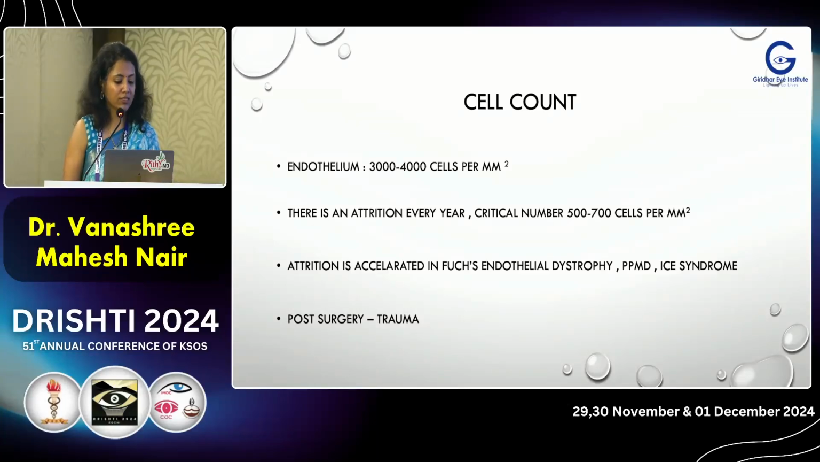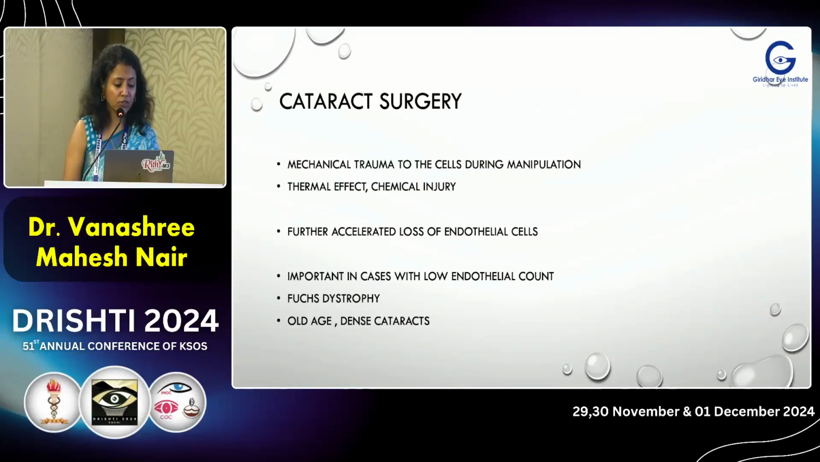We have some diseases like Fuchs endothelial dystrophy and ICE syndrome, where the counts are going to be low to begin with, and it may have a very damaging effect during your cataract surgery. So we need to be careful here. What happens during cataract surgeries? There is a mechanical trauma to the cells due to manipulation, also the thermal effect because of your phacoemulsification, and a chemical effect because of the medications that we are using intraoperatively. This causes an accelerated loss of the endothelial cells, especially in old age, dense cataracts, and patients who are already on anti-glaucoma medications; they are more at risk.